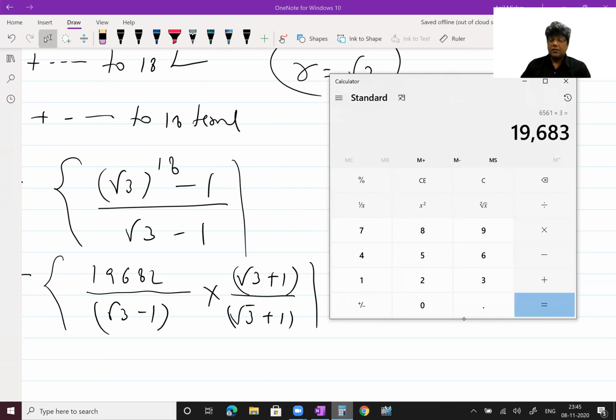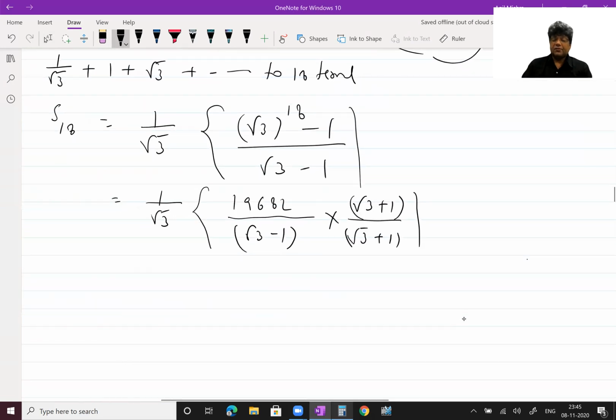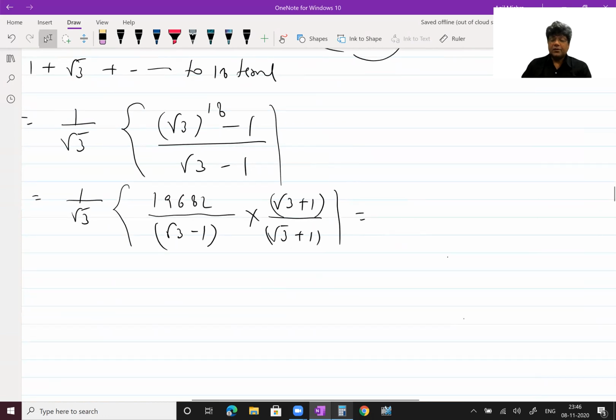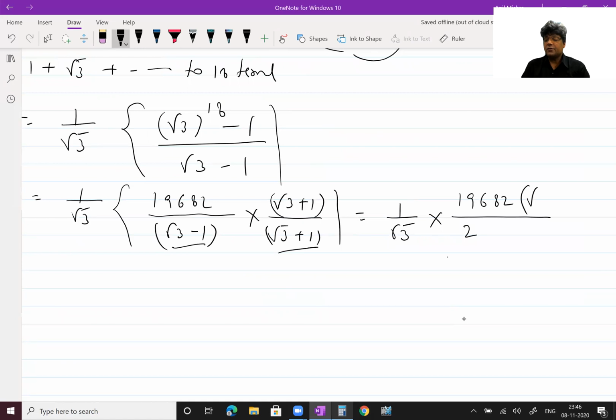Yeah. So now this is equal to 1 by root 3, into, guys, root 3 minus 1 into root 3 plus 1. A minus B into A plus B, A square minus B square. So root 3 square is 3, 3 minus 1 is 2. Here it will be 19682 into root 3 plus 1. 2 9s are 18, 2 8s are 16, 2 4s are 8, 2 1s are 2, so 9841 into root 3 plus 1.